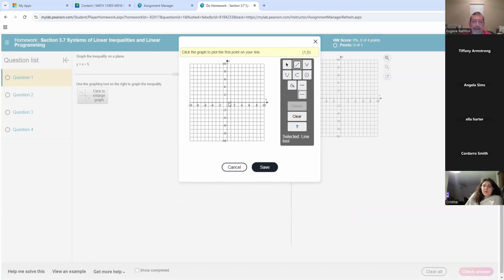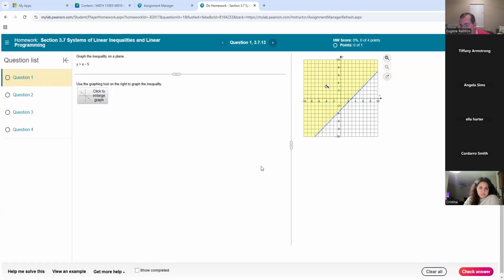We had 1, negative 2. So I'm going to go right 1 and down 2, and then we had 2, and then -1. So there's that line we drew. Now over here, you grab this paint can, click on it, and drag it over, and go to the top of the line and click right there. Once you click, it highlights the shaded region for us, and then you hit save on that, okay?